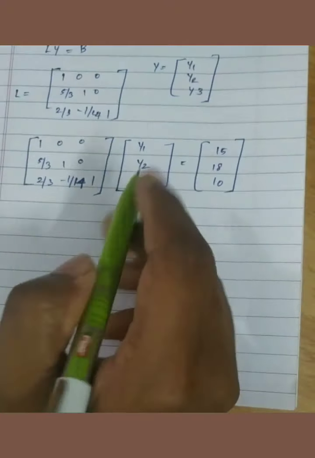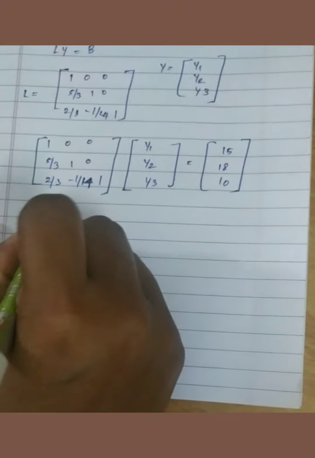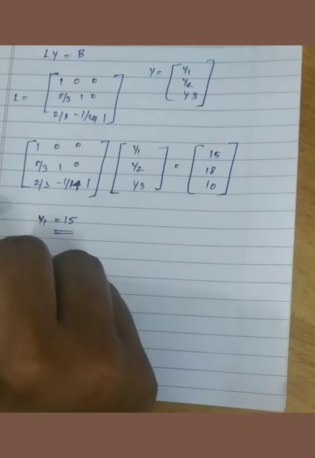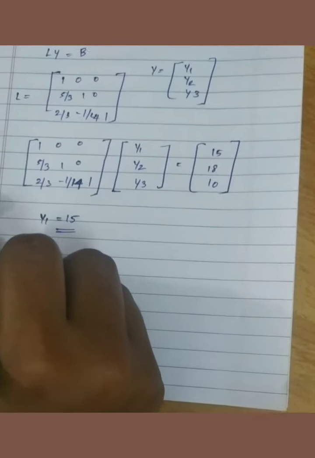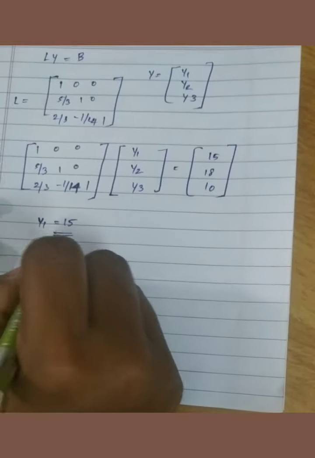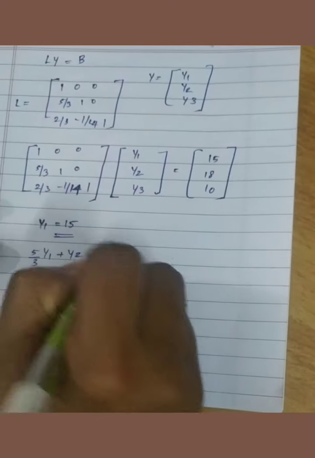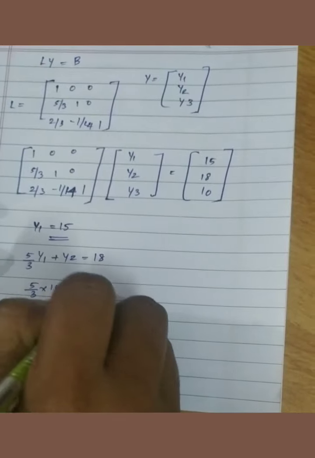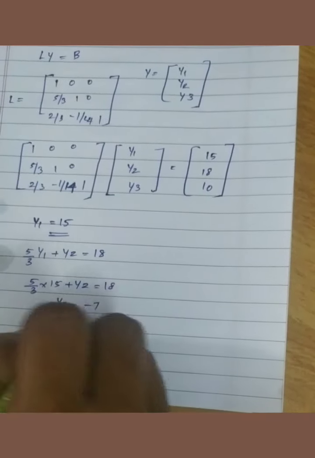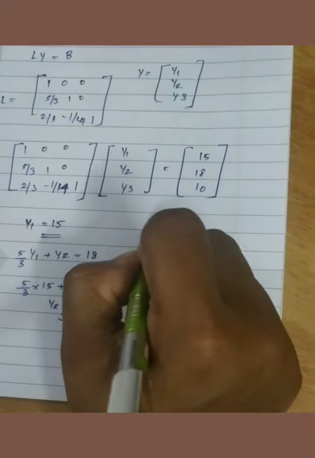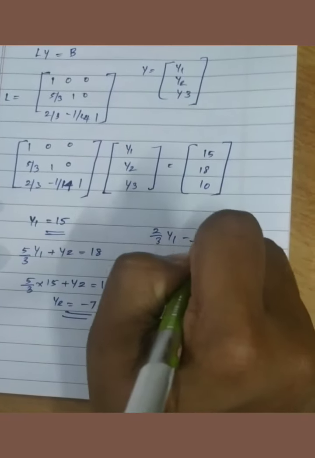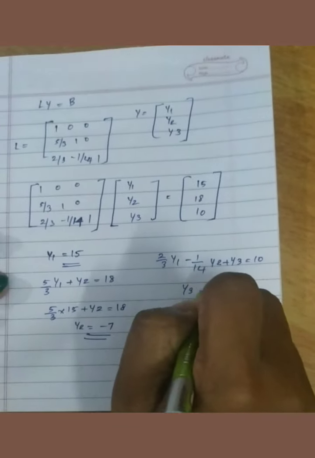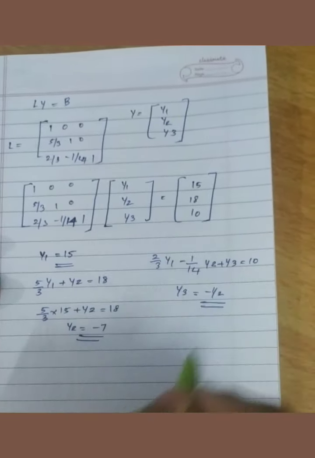So row into column, then we will get y1 equal to 15. Then 5 by 3 y1 plus y2 equal to 18. So 5 by 3 into 15 plus y2 equal to 18. y2 will be minus 7. Then 2 by 3 y1 minus 1 by 14 y2 plus y3 equal to 10. Substituting values, y3 will be minus 1 by 2.